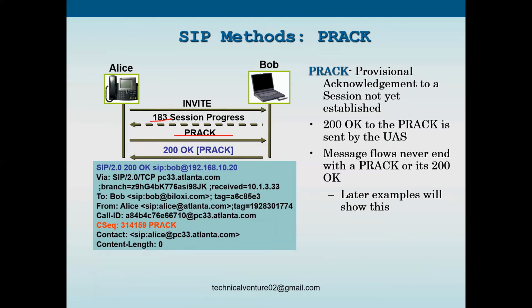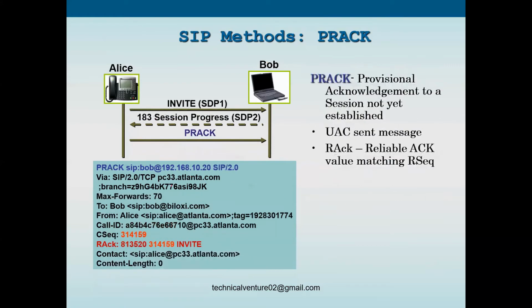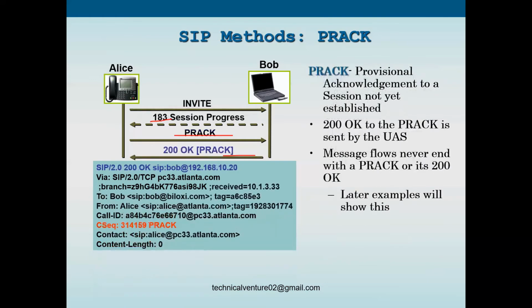So now you are getting a PRACK of 183 Session Progress, and then there will be a 200 OK of that PRACK message. You can see in the PRACK you have a CSeq number of 314159. Then in the 200 OK, you will be able to see 314159 of that PRACK message. You can see the 200 OK to the PRACK is sent by us. Message flows never end with the PRACK or its 200 OK.